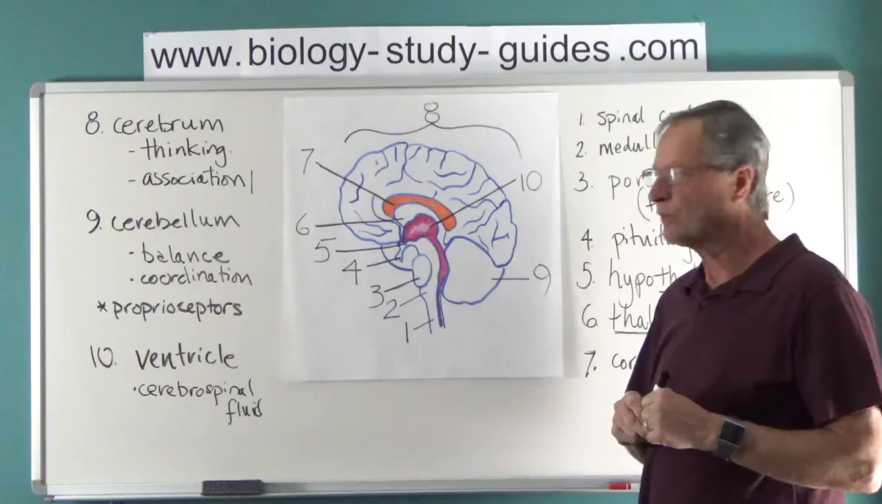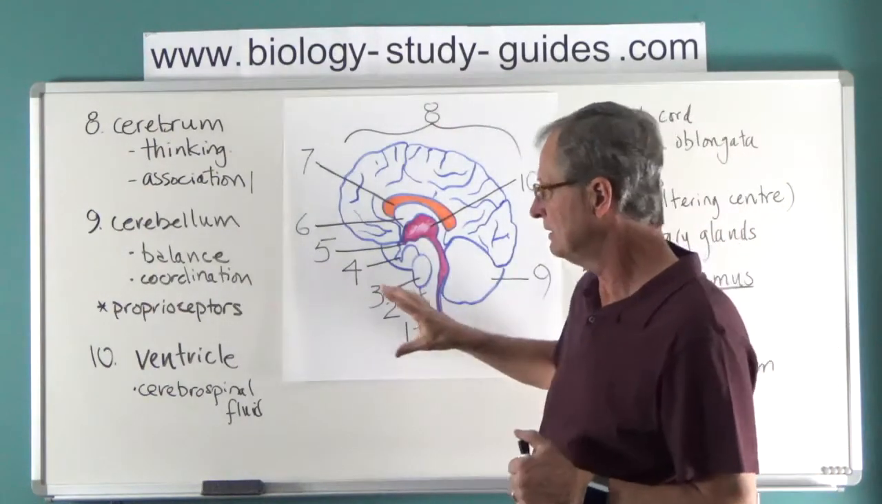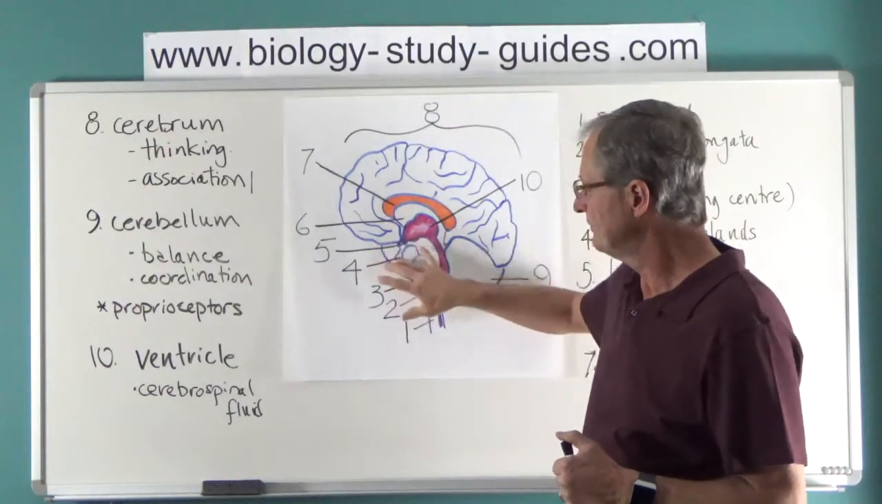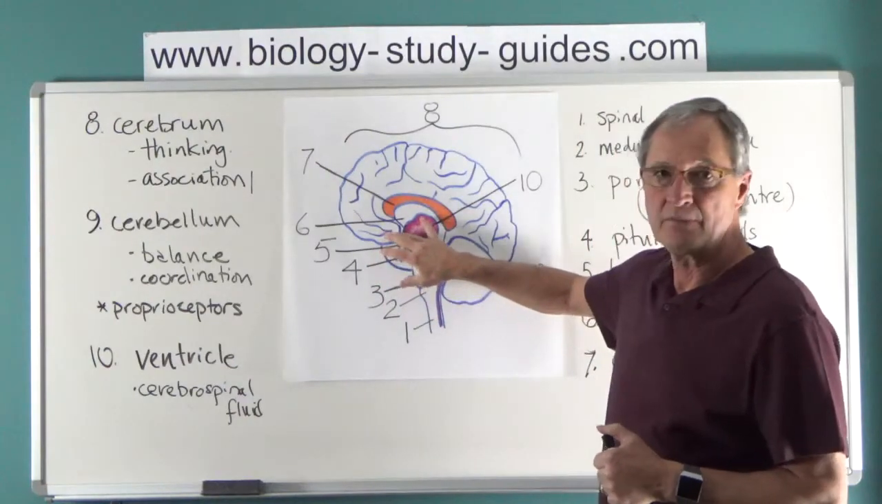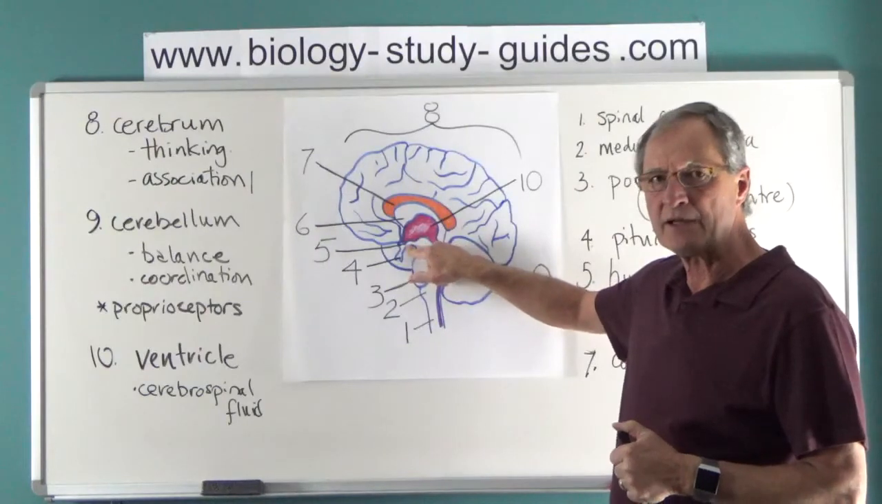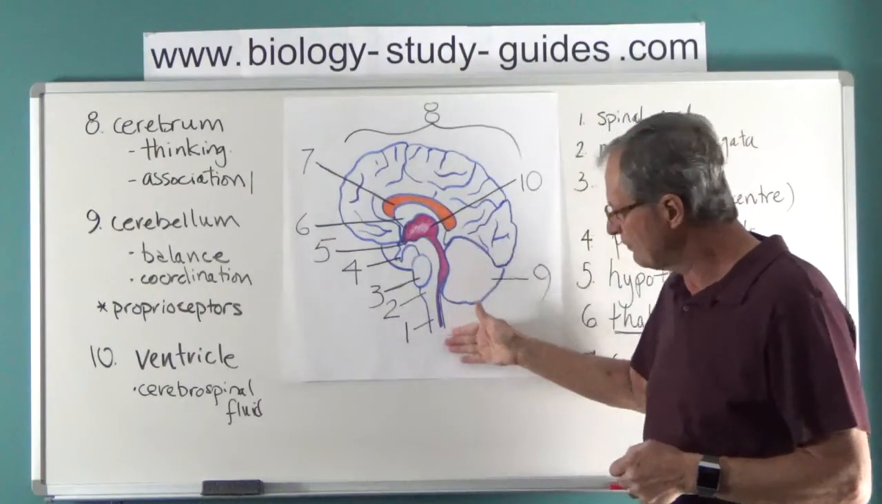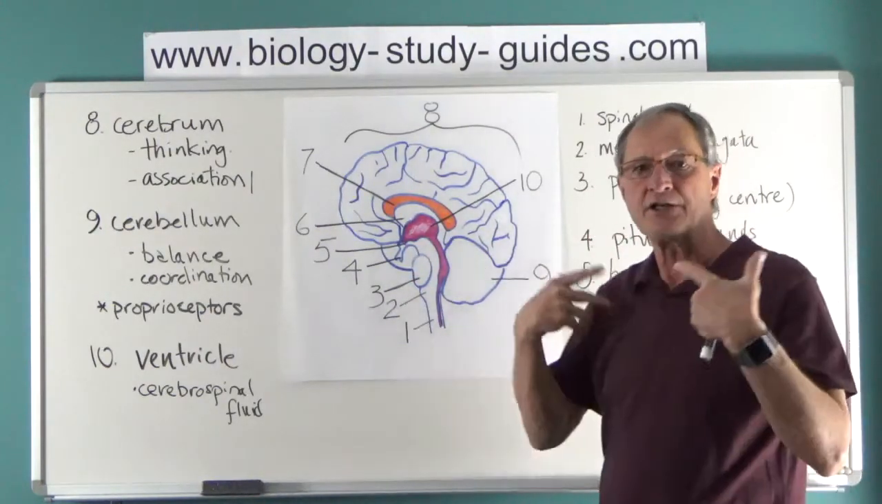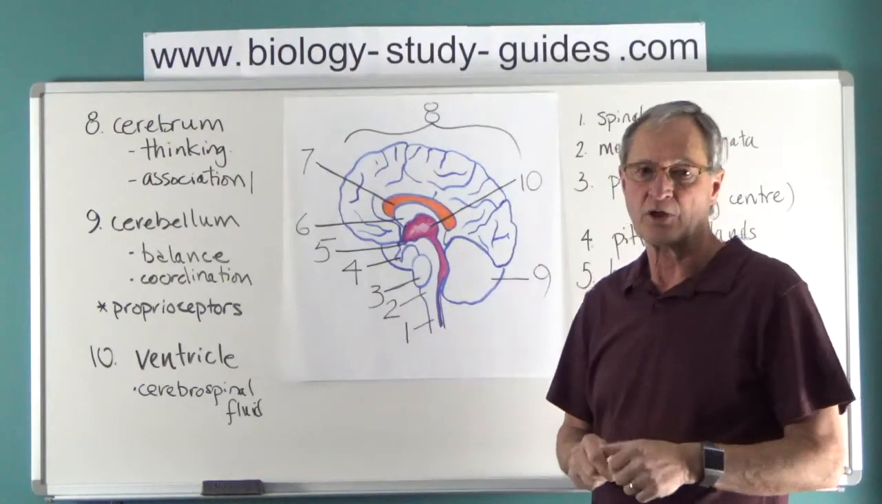In the next video, we'll look more closely at this area here, the neuroendocrine control center. And then we'll leave the brain a little bit and deal more with regions of the spinal cord and types of neurons and what that's all about.